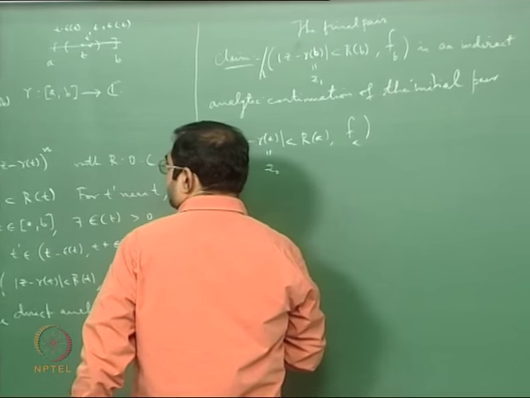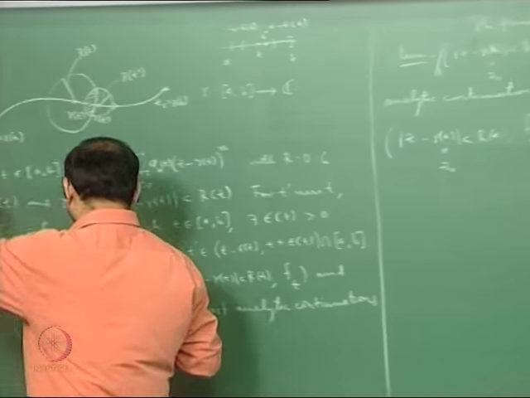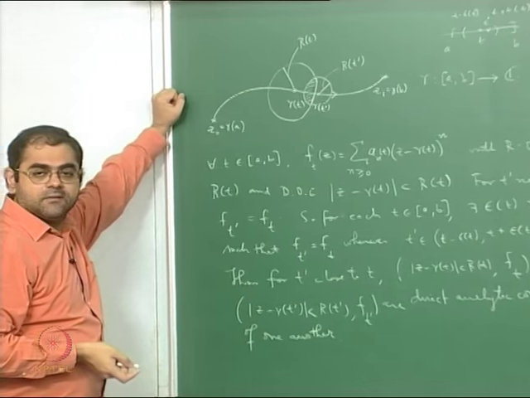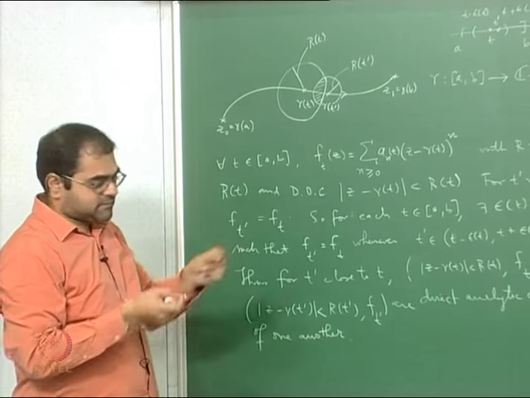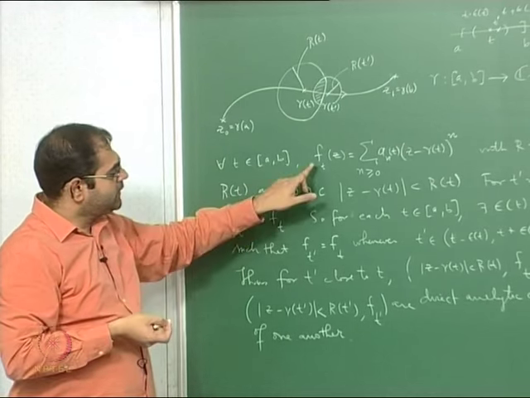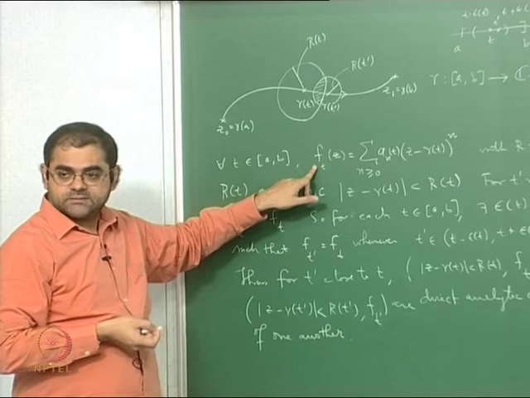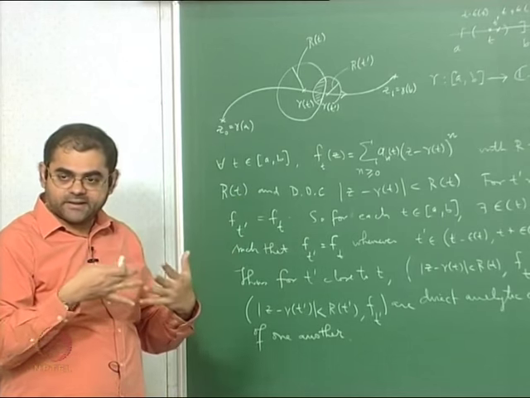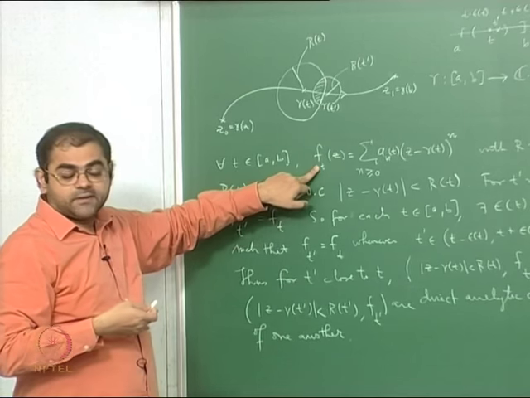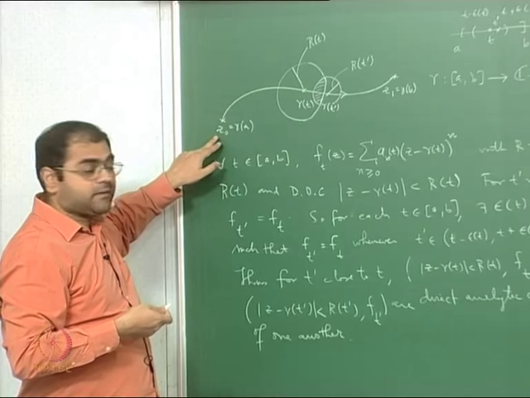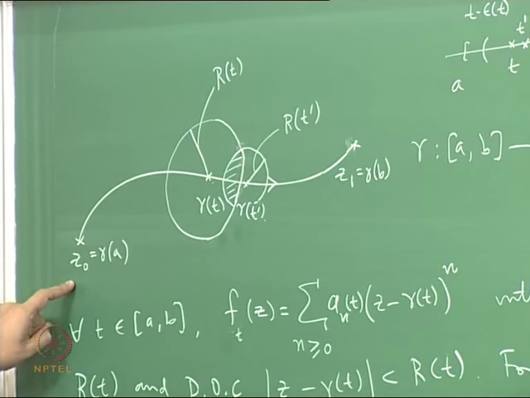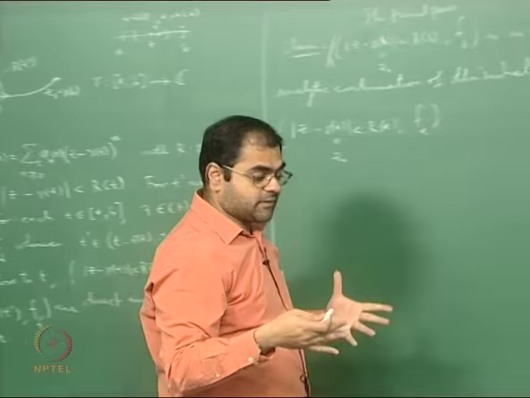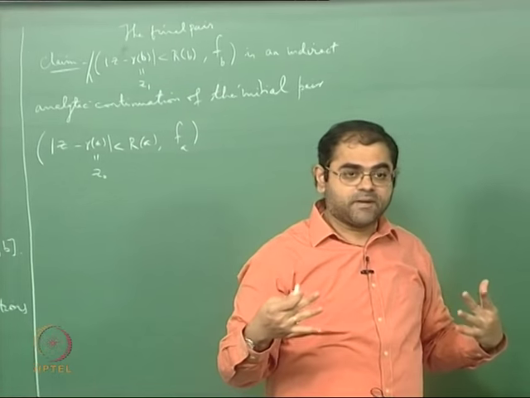So the point is that while the definition insists that nearby power series are equal, which means that as t varies in a small neighborhood you are getting the same function, it is clear that the functions that you get nearby are one and the same, so they are direct analytic continuations. But it doesn't imply that the power series at the starting point and the power series at the ending point, the analytic functions that they represent, are indirect analytic continuations of each other. That is not implied.